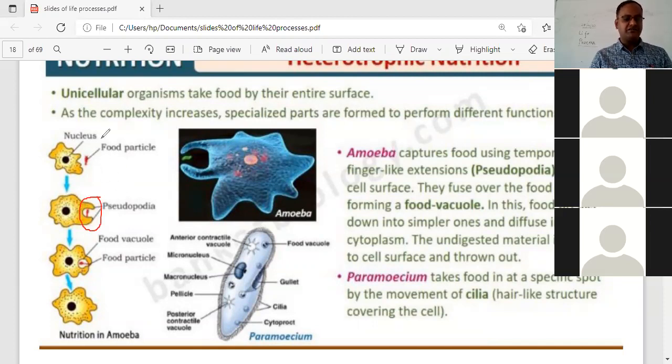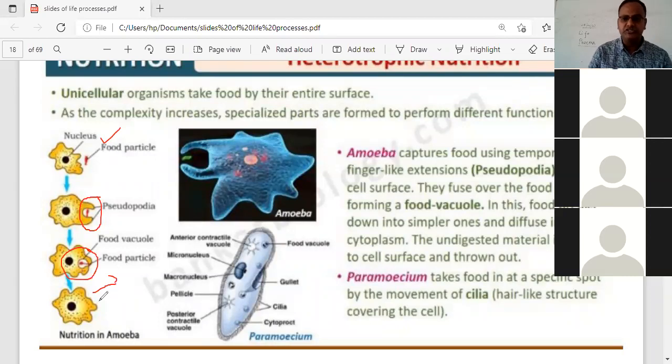Whenever amoeba sees any food particle near it, it extends its pseudopodia to engulf the food particle. And when it engulfs it, the food particles are kept inside the food vacuole. And what is present inside the food vacuole? Digestive enzymes. They digest the food and the undigested material is given out of the body.